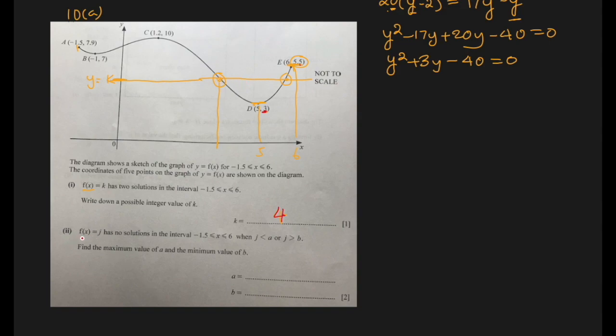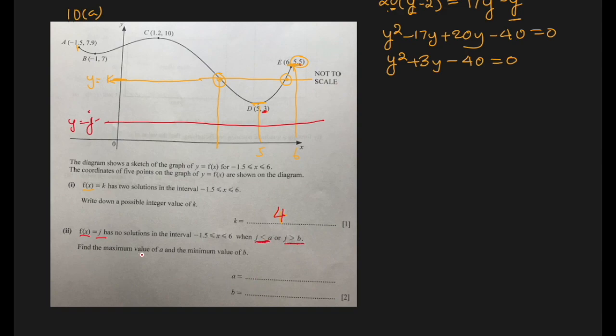All right. Number 2, f(x) equal to j has no solutions in the interval. No solution means if you put y equal to j, it will not cross the graph anywhere. So let me put it here. This is j, right? y equal to j, because here it is not crossing the graph at all. And they find the maximum value of a and minimum value of b, where j is less than a and j is greater than b.